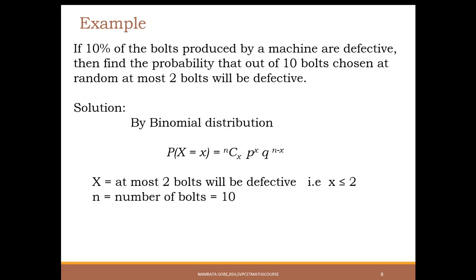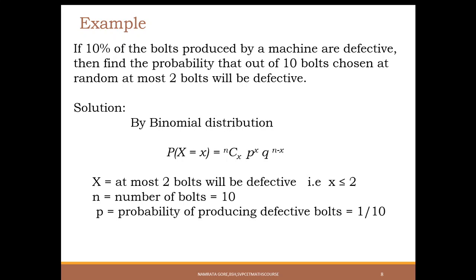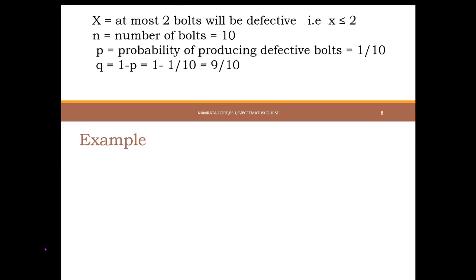Then we have seen that the number of bolts out of 10 we have to select. So trials is 10. Probability of success is getting defective bolts. So this 10% is 10 by 100, so 1 by 10. Q will be 1 minus 1 by 10, so that is 9 by 10.